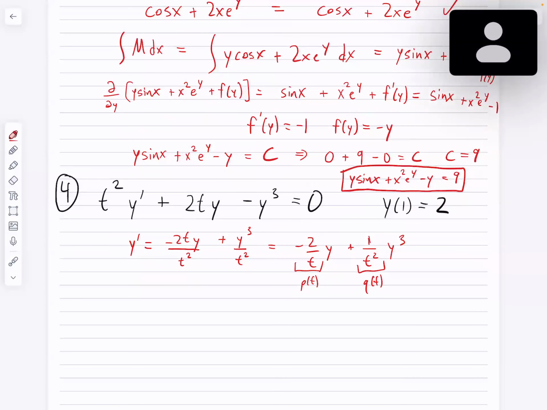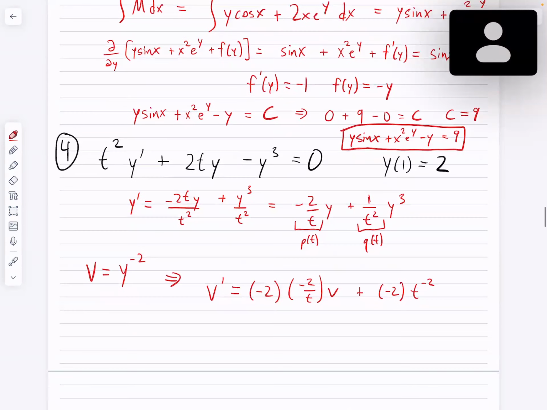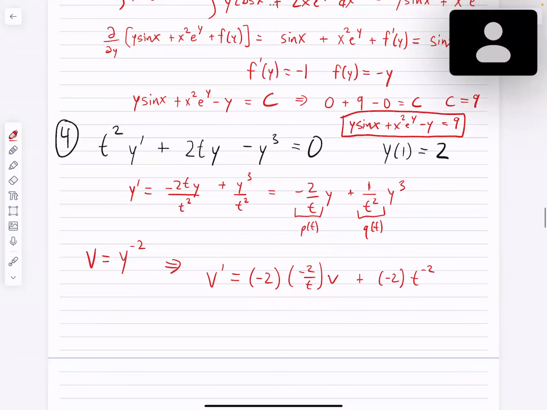So now we're ready to rewrite it. So you do v equals y to the, you take the highest power, this n, and then you do 1 minus that. And so y to the -2. If you put in that substitution, you get that v prime equals 1 minus n, so it's going to be -2 times p of t, which is -2 over t, v plus -2 t to the -2, and then that's just q. So now this is a linear differential equation.